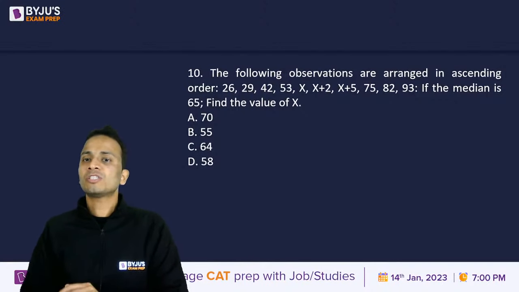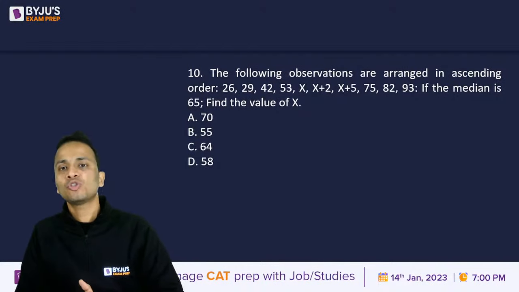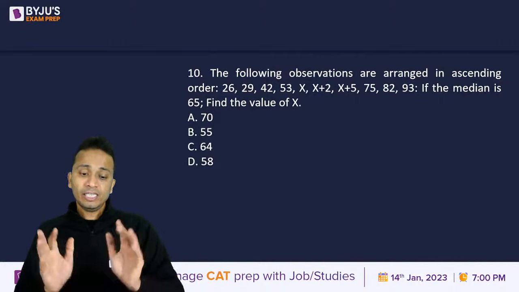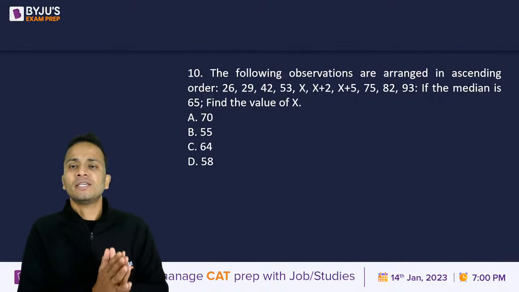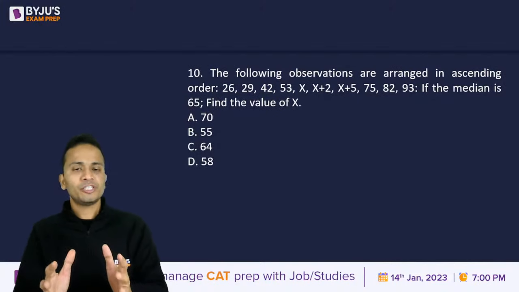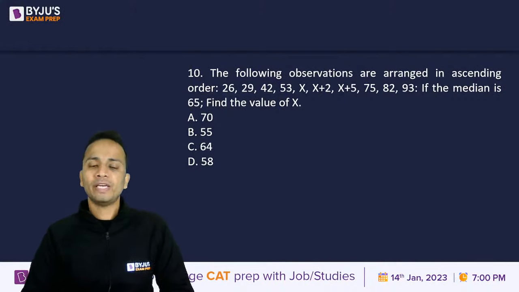The following observations are arranged in ascending order. They are already arranged in ascending order. So the values are 26, 29, 42, 53, x, x plus 2, x plus 5, 75, 82, and 93. If the median of the observations is 65, then we have to find out the value of x.